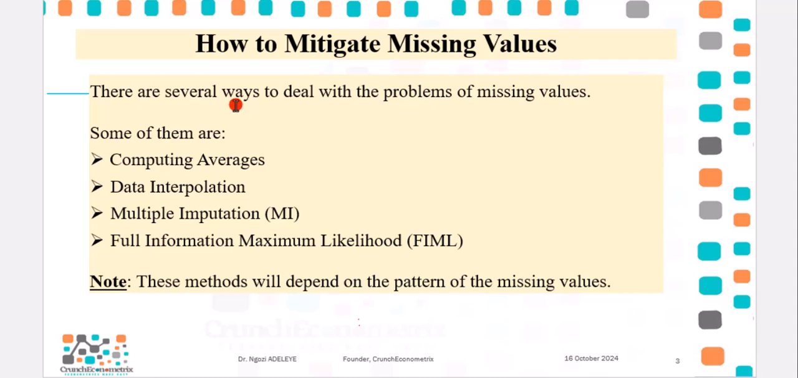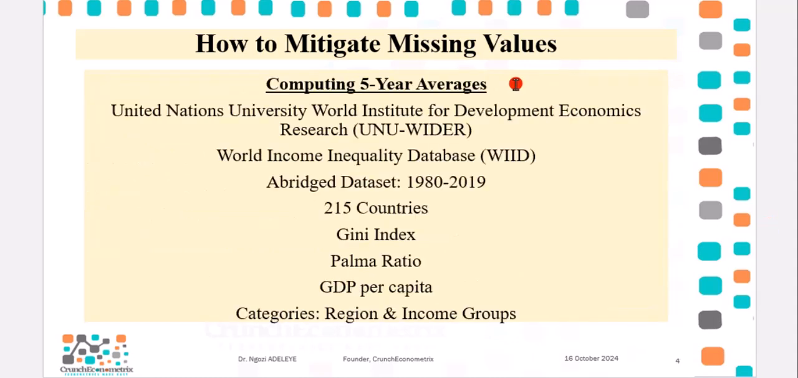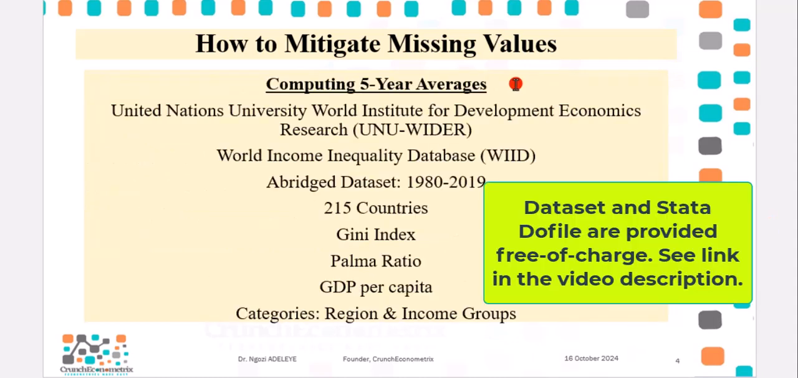There are several ways to deal with the problems of missing values. Some of them are computing averages, using data interpolation, multiple imputation, or the full information maximum likelihood approach. However, these methods will depend on the pattern of the missing values. For this video tutorial, I will be using the five-year averages to mitigate missing values.